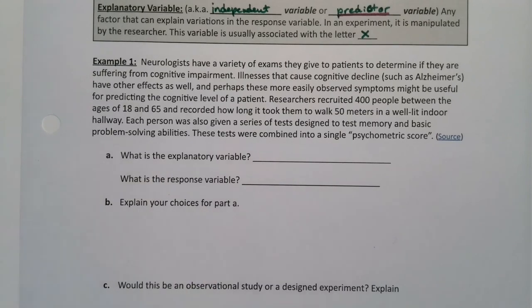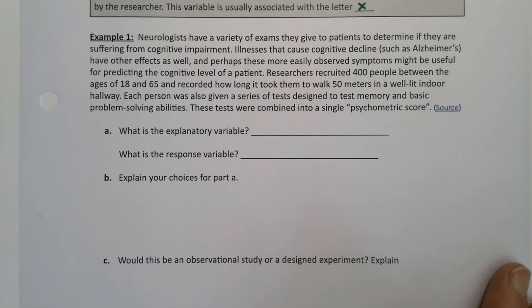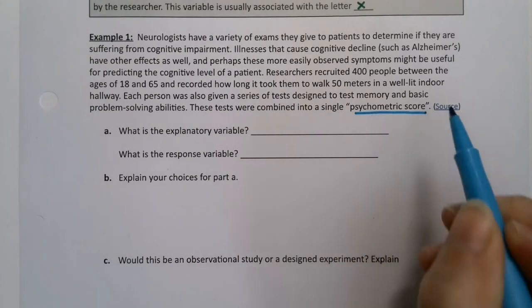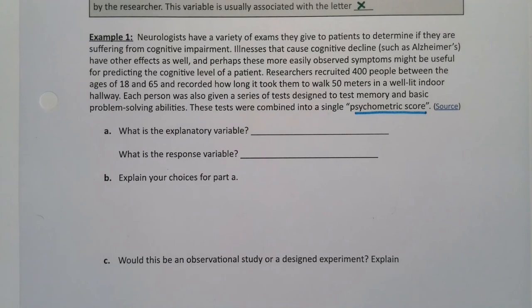Okay, so they're trying to figure out, hey, can we tell if somebody's in cognitive decline from other methods, right? Maybe from watching them walk, that kind of thing. All right, so the response variable is kind of the easier thing to figure out. The response variable is the psychometric score, right? That's the thing they're trying to figure out. Can we get it so that these people have a higher or lower psychometric score?